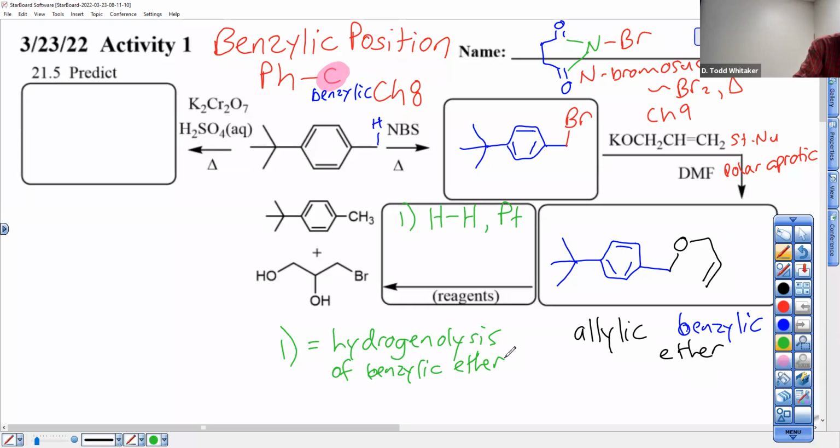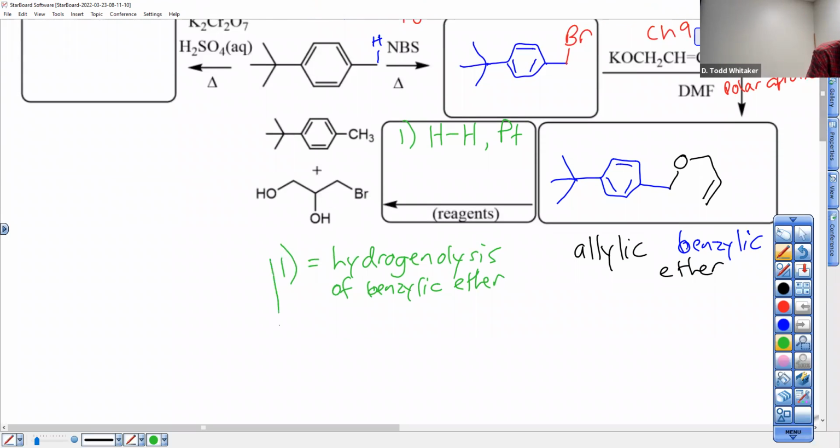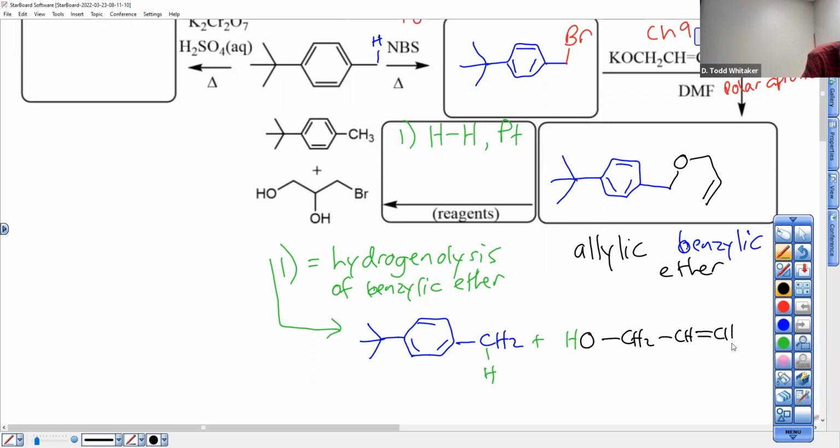So yeah, step one is going to give us this. We got our dude here, and he's got a CH2 that also has a new H. And the other H went here. So we've made this molecule right here, tert-butyl toluene, para-tert-butyl toluene, right? Always reviewing nomenclature. P-tert-butyl toluene. We've made that. We'll just give it a symbol right here and right here.